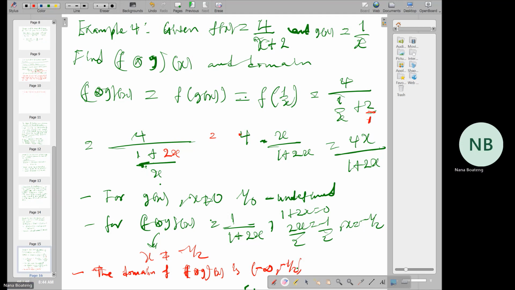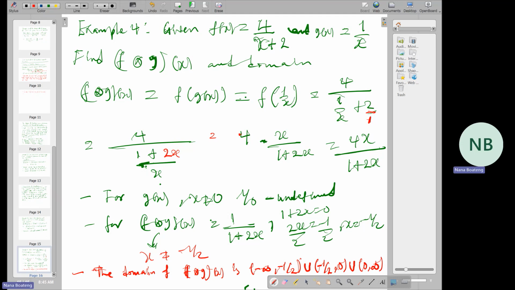So I'm going to write it again. So the domain is negative infinity to negative 1/2, and this union negative 1/2, and this union 0 to infinity. All right, so this becomes the domain of f of g of x.